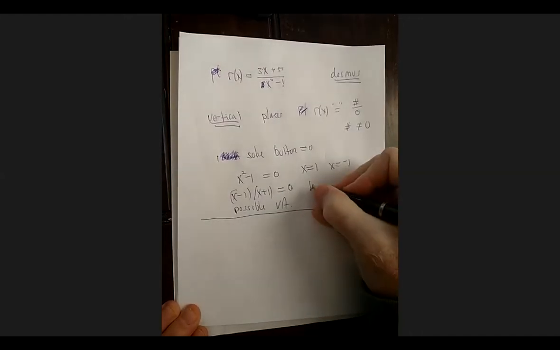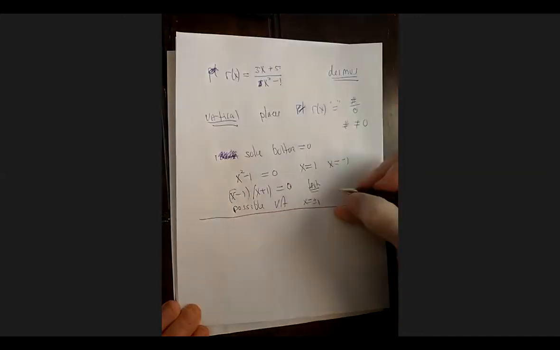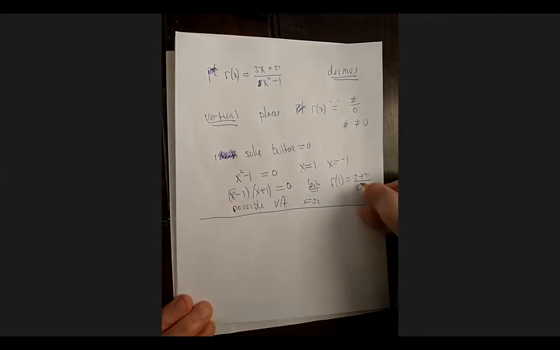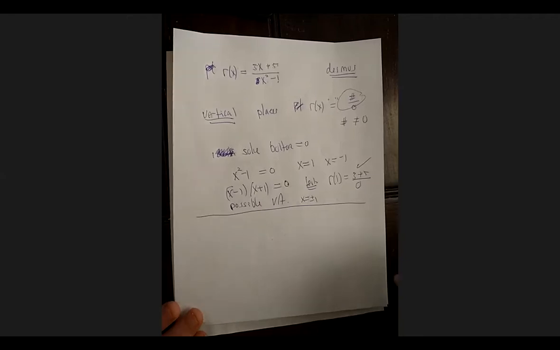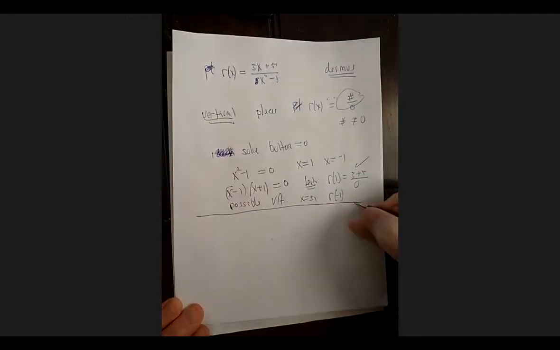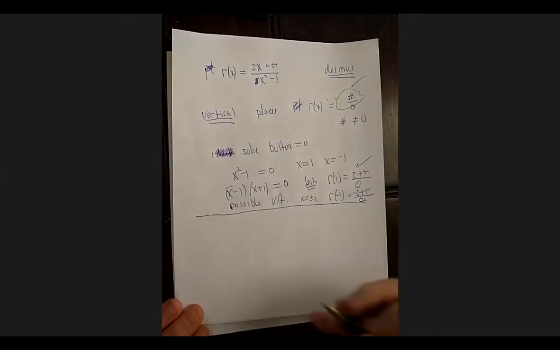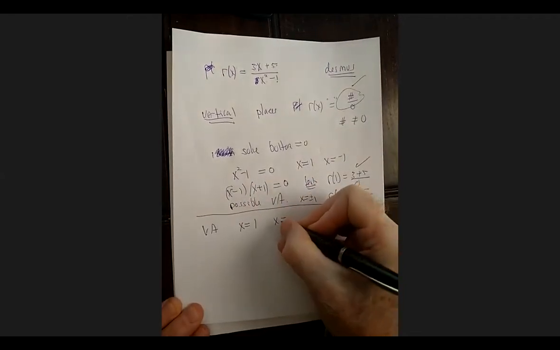The way that I test it is I plug x equals plus or minus 1 into R. I put in 1 into R, and I get 3 plus 5 over 0. And then r of minus 1, I plug that in, that's going to be minus 3 plus 5 over 0. Again, I get a number on top that's not 0. So there are vertical asymptotes at x equals 1 and x equals minus 1.